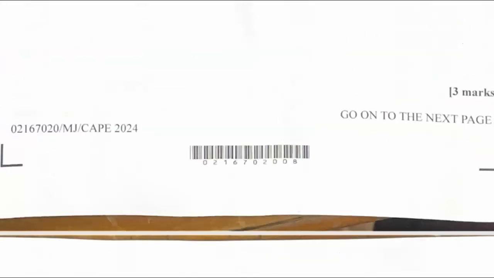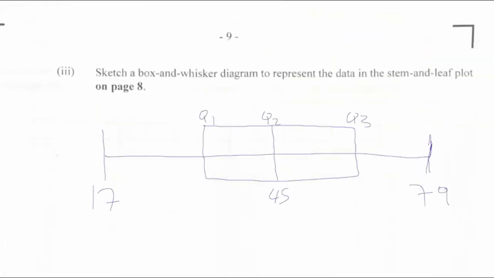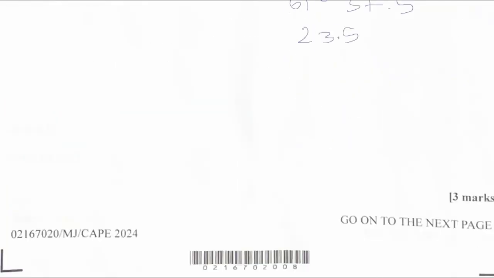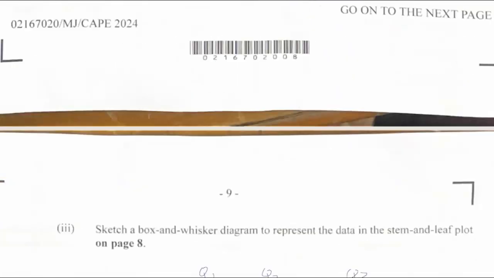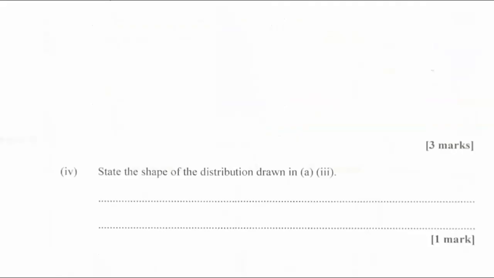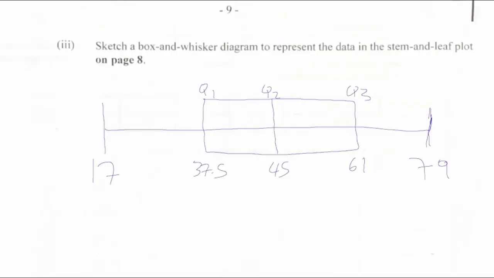The upper quartile, so here you should have Q1, Q2 is the median, Q3 is the upper quartile. Alright, the Q1, the lower quartile, was found to be 37.5 and the upper quartile was 61. So that's our sketch of our stem and leaf, and we're asked to state the shape of the distribution drawn.